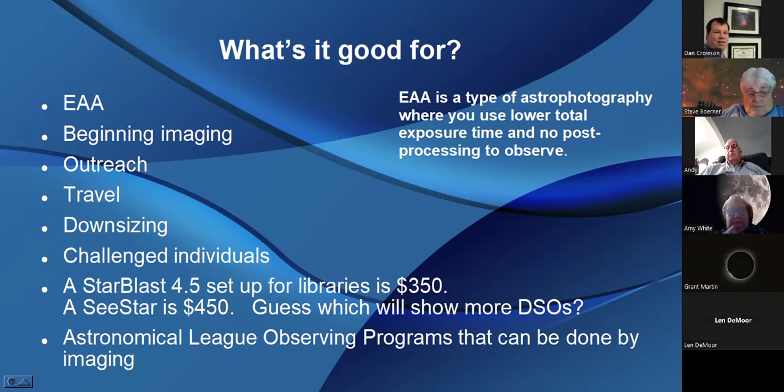A truth we as astronomers push, and the Astronomical League has an observing program about library scopes. The Star Blast 4.5 costs about $350 to get them set up. A C-Star is only $100 more. And I will guarantee you can see hundreds more deep sky objects with the C-Star than you can with the Star Blast. And then the Astronomical League observing programs can be done by imaging. I think there are about 40 of them. So you can do lots and lots of work with a C-Star.